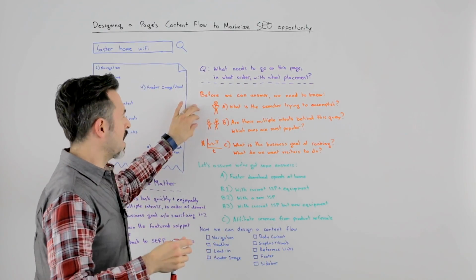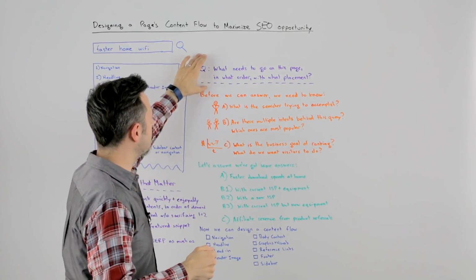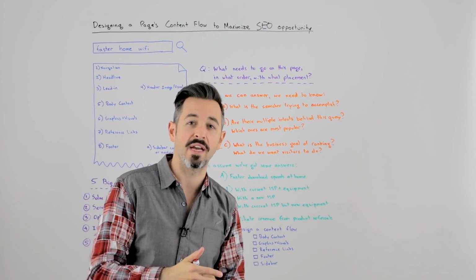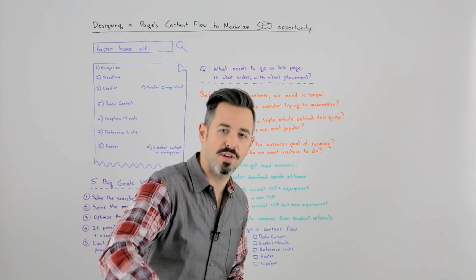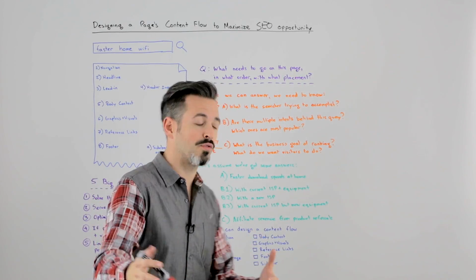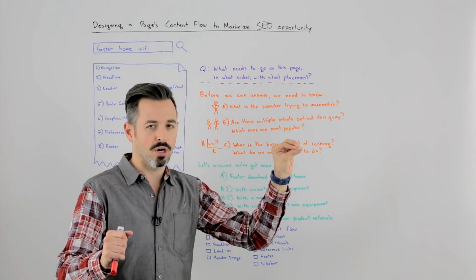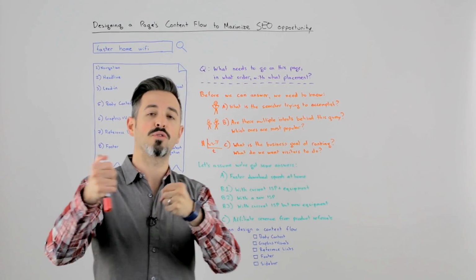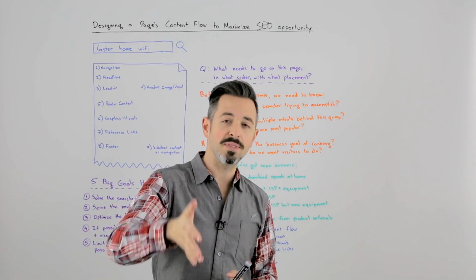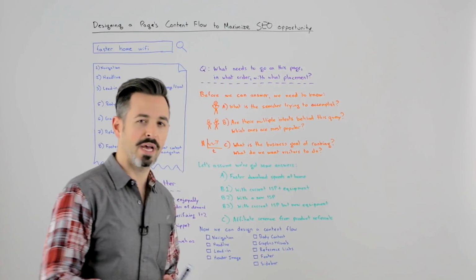So if we're asking ourselves, well, what's the question here? Well, it's what needs to go on this page, right? I'm trying to rank for faster home Wi-Fi. Right now, Lifehacker and a bunch of other people are ranking in these results. It gets a ton of searches. I can drive a lot of revenue for my business if I can rank there. But what needs to go on this page, in what order, with what placement, in order for me to perform the best that I possibly can? And it turns out that sometimes great content gets buried in a poor page design, in poor page flow.